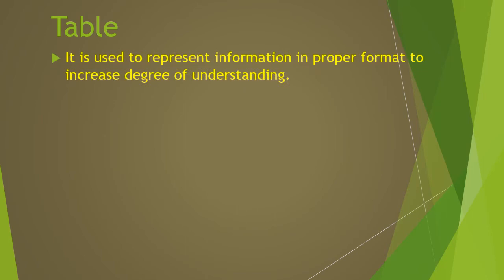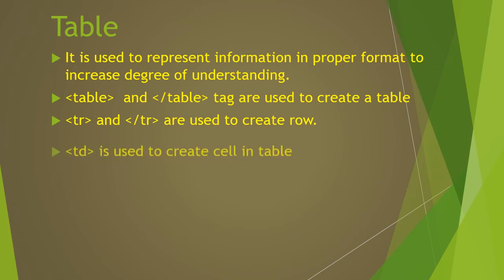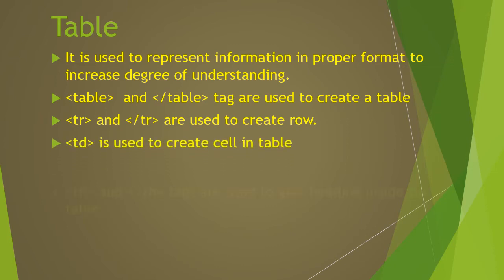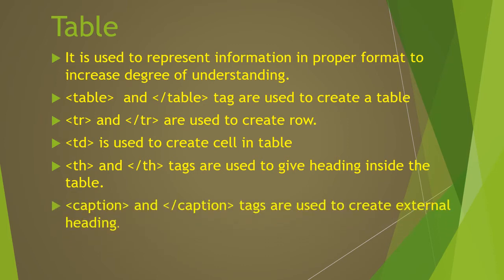Table. Table is the most important for representing data in a proper format. Table is used to represent information in a proper format to increase the degree of understanding. Table opening and closing tags are used to create a table. TR opening and closing tags are used to create a row. TD is used to create a cell in a table. TH opening and closing tags are used to give headings inside the table. Caption opening and closing tags are used to create external headings.